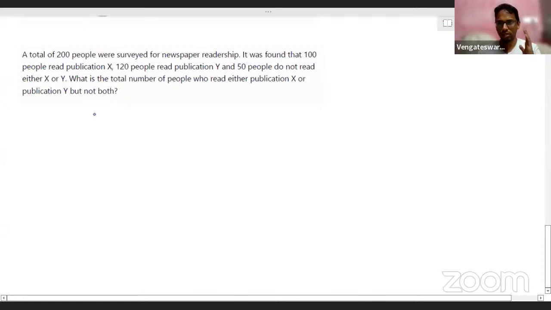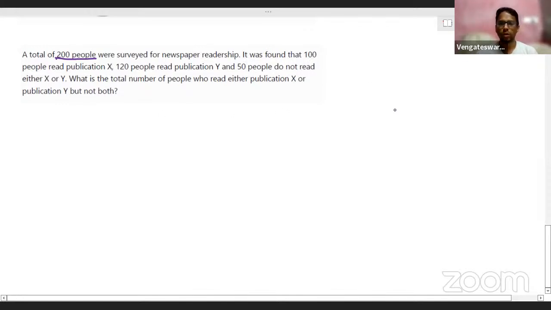Of course, this is a question that is based on Venn diagrams, groups and Venn diagrams. When you have some basic knowledge about Venn diagrams, you can easily solve this question. But still, let me help you out in understanding that Venn diagram. So let me try to directly apply that to this question itself. Now, a total of 200 people were surveyed for newspaper readership. It was found that 100 people read publication X and 120 people read publication Y. And 50 people do not read either X or Y.